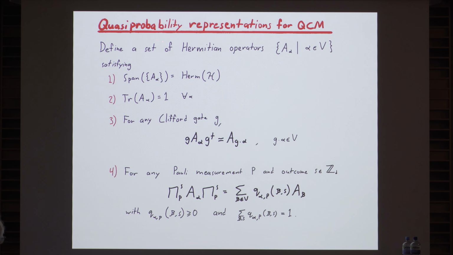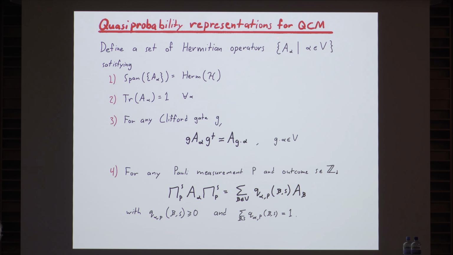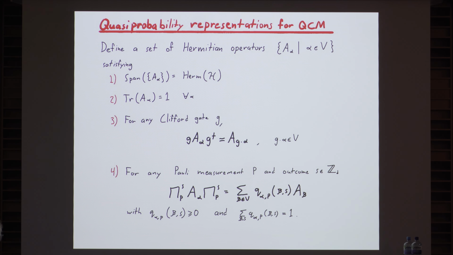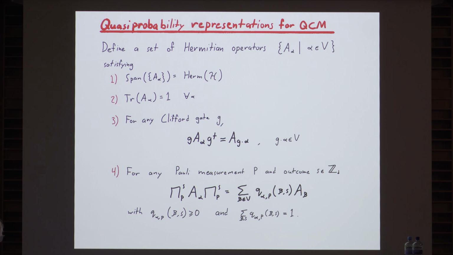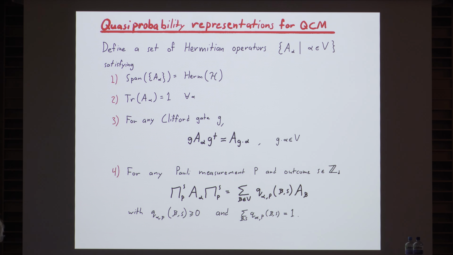You start by defining a set of Hermitian operators we call A sub alpha, where V is just an index set for these operators. There's a finite set, and we need them to satisfy these four properties. On the next slide, I'll say why we impose these things, but first I'll just go through the properties. We need them to span the space of Hermitian operators on the Hilbert space. We want everything to be normalized, to have trace 1. This is how you get quasi-probabilities out.